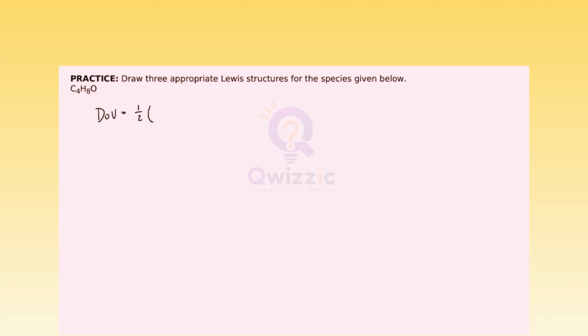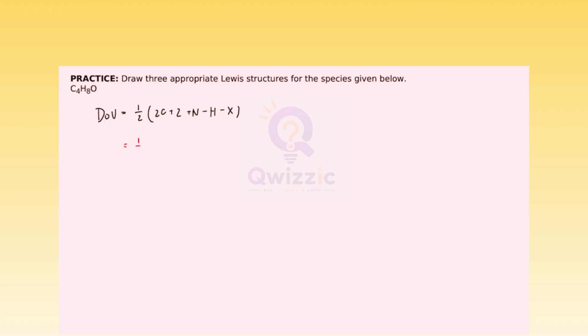We have half times 2C plus 2 plus N minus H minus X. Let's break this down. C represents our carbons, N represents our nitrogens, H represents our protons or hydrogens, and lastly, X is all of our halogens. So using the degree of unsaturation formula and applying it to the given molecular formula of C4H8O, we can find the degree of unsaturation for this molecule.